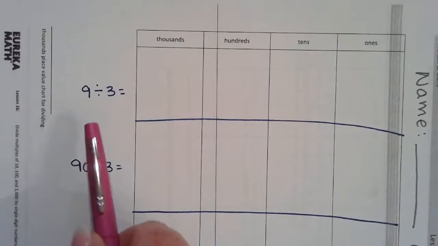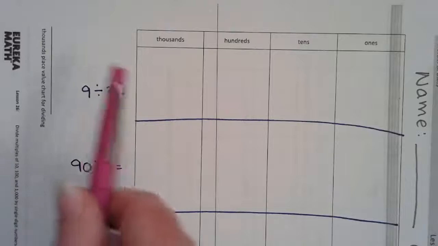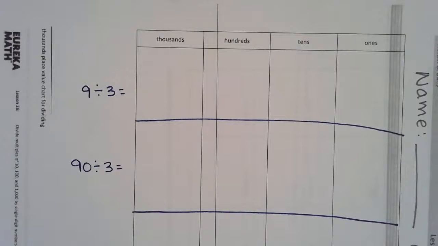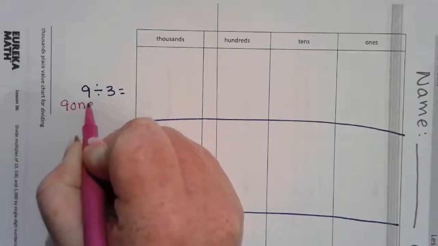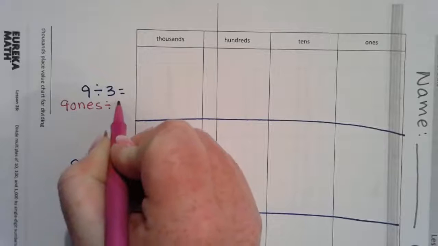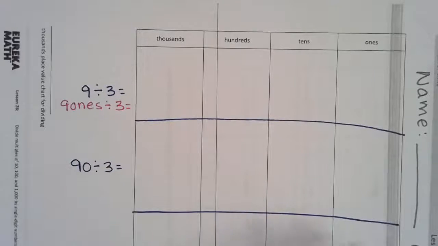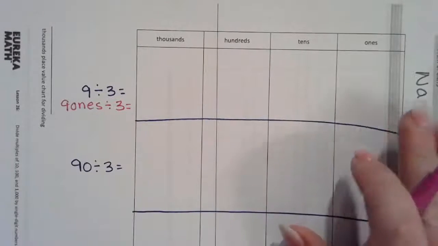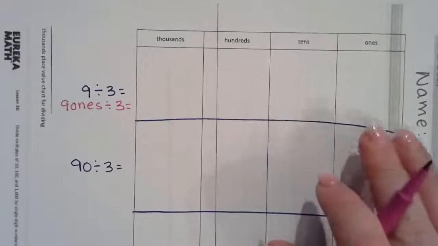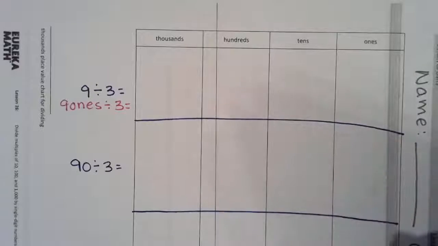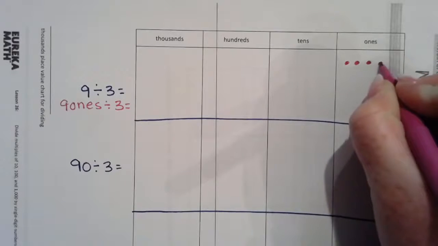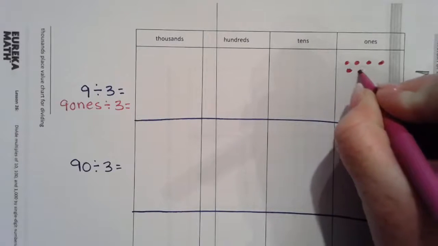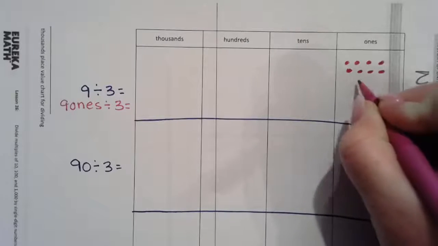So here I have 9 divided by 3, and so that is 9, just 9. So that means that I have 9 ones divided by 3. So below it, I'm actually going to write that out. 9 ones divided by 3. Okay. And on my place value chart, I'm going to model 9 ones divided by 3. So first, I'm going to model 9 ones. 3, 4, 5, 6, 7, 8, 9.